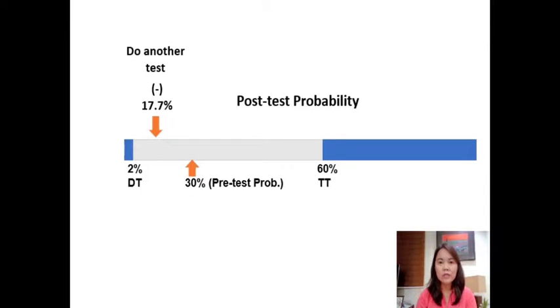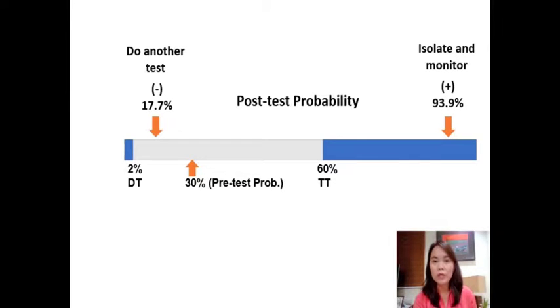However, if the result is positive, from a 30% pre-test probability, the post-test probability now becomes 93.9%. Because of that, you are very sure that the patient really has COVID-19 if he tests positive for a rapid antigen test. So you can now advise the patient to isolate and monitor for the development of any symptoms, but the important thing is to isolate him so as not to infect other close contacts.